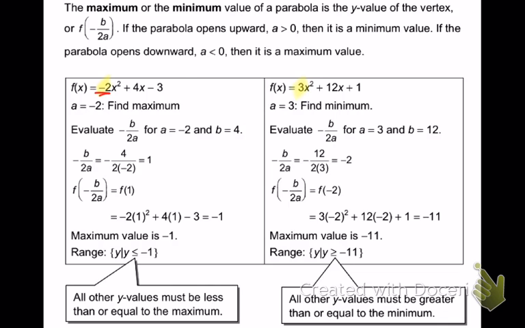That means my graph's going to go down. And because my graph's going down, that means I have a maximum value. Again, it's like if I toss the ball up in the air and it comes back down. The highest point, that's the maximum value.